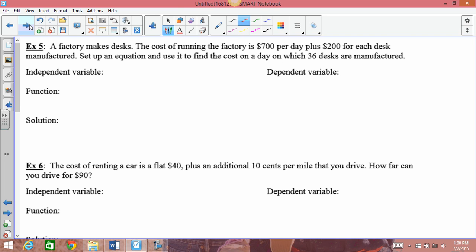Let's look at example 5. It says here that a factory makes desks. The cost of running the factory is $700 per day plus $200 for each desk that's manufactured. I want to set up an equation and use it to find the cost on a day in which 36 desks are manufactured. So you want to take a moment and find your independent and your dependent variable. So you remember your x and your y. Just trying to reiterate that. Take a moment to think about that.